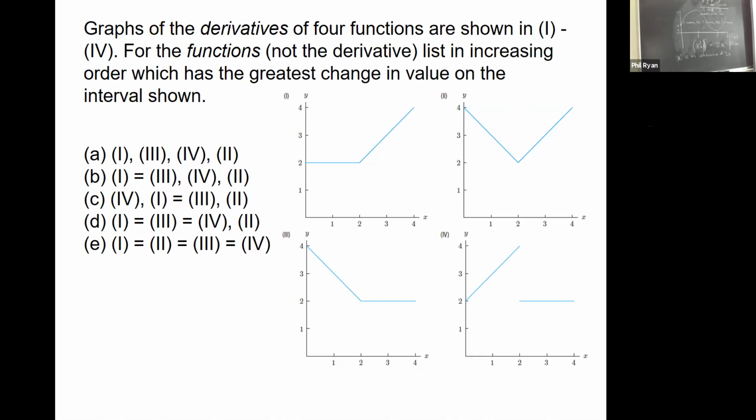What about 4? Anyone see that it's actually the same as this, because we've just swapped these two pieces? So the area underneath the graphs is exactly the same. So it is D, the answer.